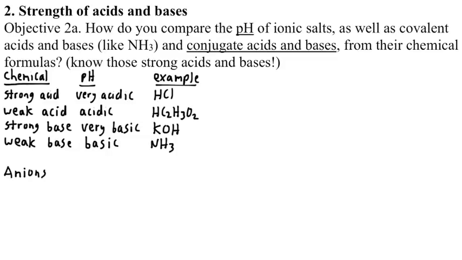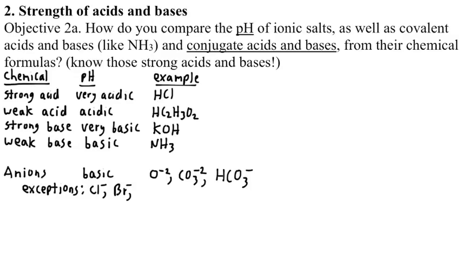And then we have the ones that are a little bit less obvious, like the anions. Anything that's an anion has a negative charge, so it can accept a H+, which makes it a Bronsted-Lowry base. So those are basic, like oxide, carbonate, bicarbonate, all those things can accept a H+, that makes them Bronsted-Lowry bases. But there's some exceptions. Some things are really bad at holding on to H+. The exceptions are chloride, bromide, iodide, nitrate, hydrogen sulfate, perchlorate, and chlorate.